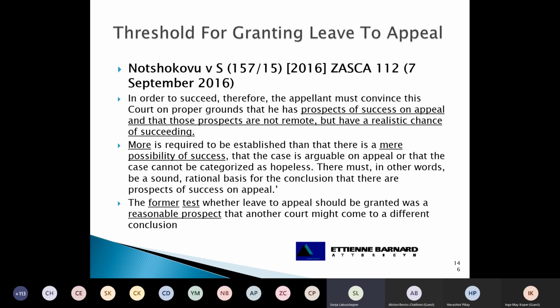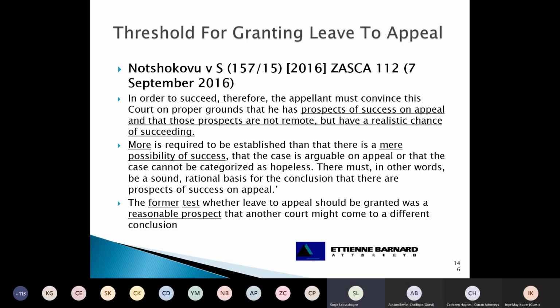Very important, your threshold for granting leave to appeal. When you read cases about appeal, you would see that it is a reasonable prospect that another court might come to a different conclusion. That was the old test. In terms of the new act, you need to say that it's more than a mere possibility of success. So the prospect of success on appeal is not remote, but has a realistic chance of succeeding. So the threshold is higher than mere prospect of success.